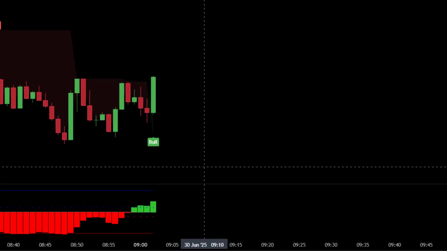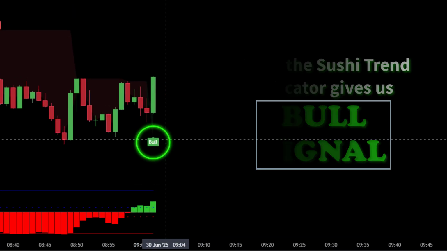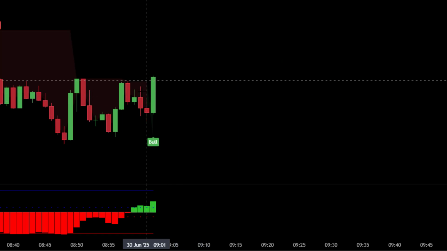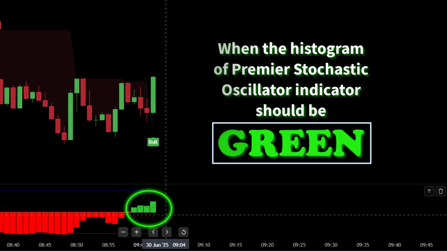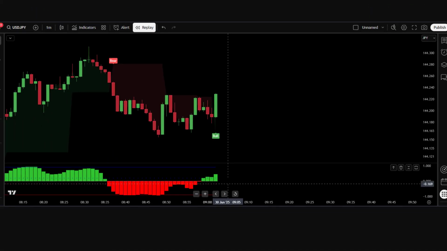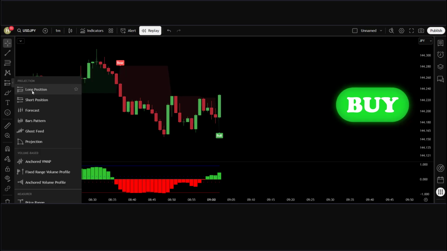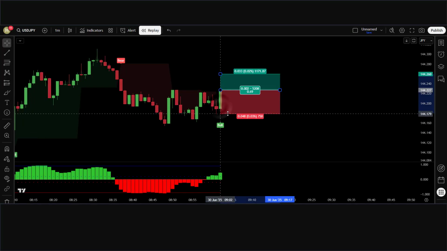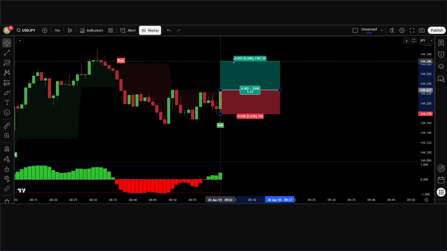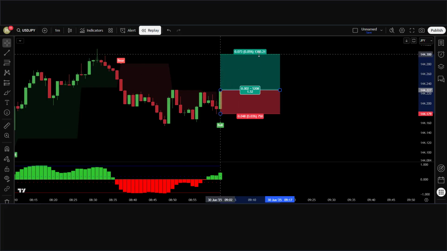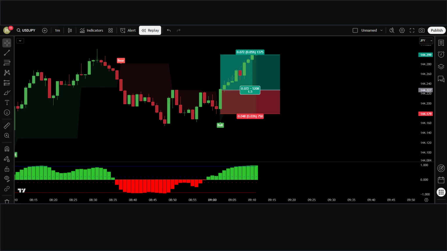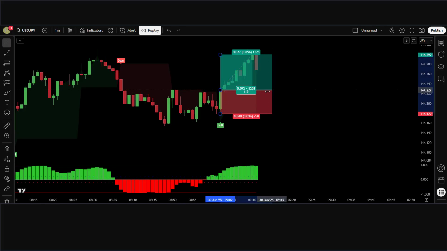Now, let's understand the concept where we will take buy and sell trades based on their conditions. When the Sushi Trend Indicator gives us bull signal, when the market has formed a bullish candle, and when the histogram of Premier Stochastic Oscillator indicator is green, if this condition is fulfilled, then we will place buy order. Our stop loss will be placed at the current market's lower level. And the risk to reward ratio will be 1:1.5. The market has completely hit the target.